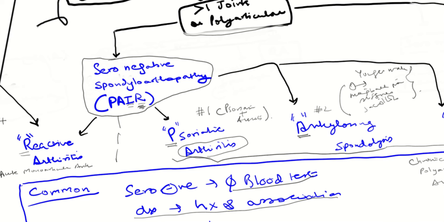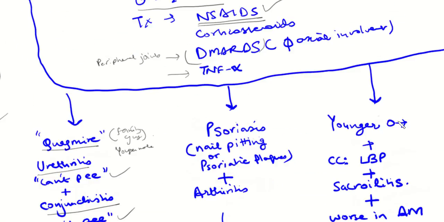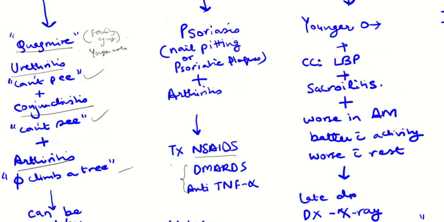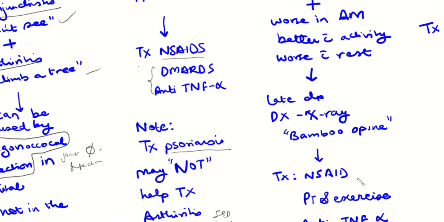Ankylosing spondylitis, right? Younger male with back pain, stiffness, and sacroiliitis. So they come in, younger male, chief complaint of low back pain, sacroiliitis, worse in the morning, better with activity, worse with rest. And again, it's seronegative. There's no blood test for this. It's a clinical diagnosis.